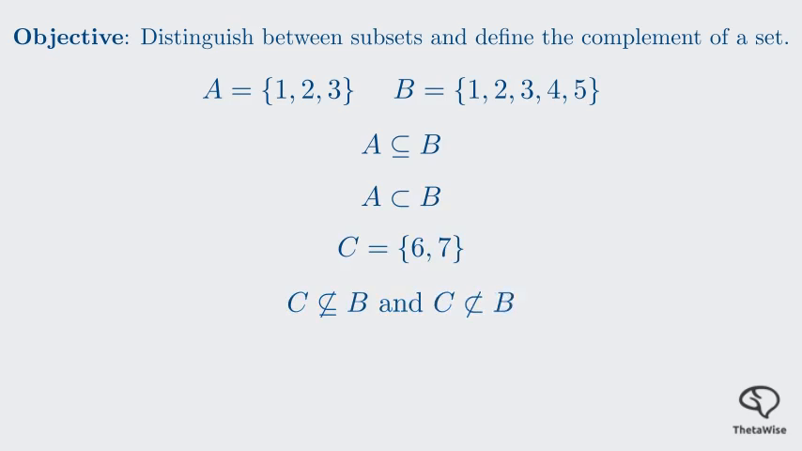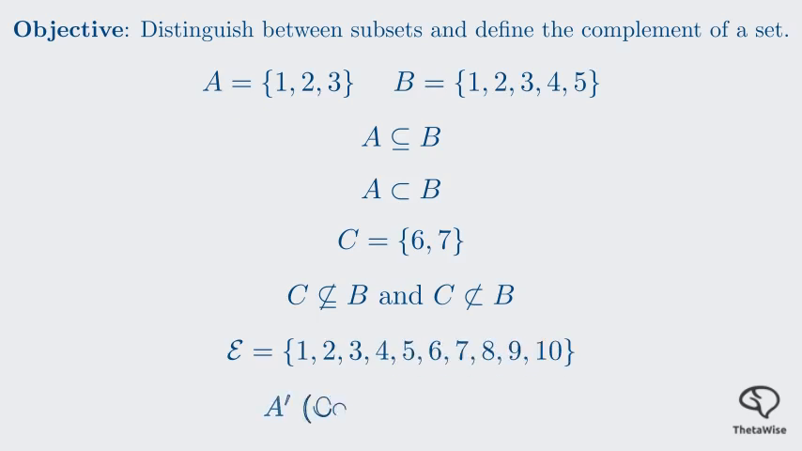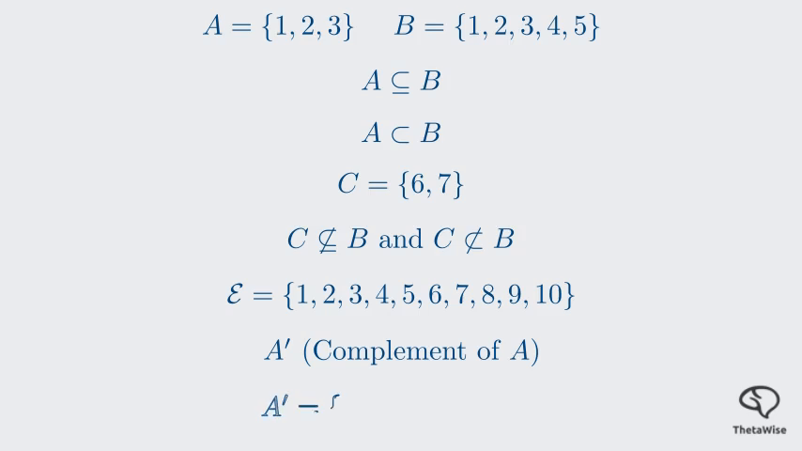Now, imagine the universal set contains the numbers 1 through 10. The complement of A, written as A', contains everything in the universal set that is not in A. Since A contains 1, 2, and 3, A' consists of the numbers 4 through 10.